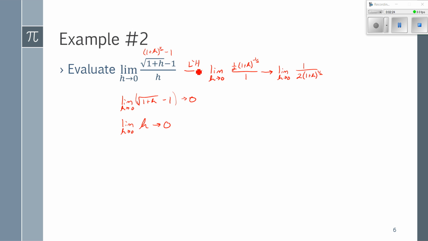So I showed it's the indeterminate form 0 over 0. I indicated I'm doing L'Hopital's rule. I found an equivalent limit. I didn't evaluate the limit yet. I just simplified it to make it easier to work with for me personally. That's not a required step. And I now start over and say, okay, let's try substitution. If I plug 0 in for h, I get 1/2. And here is our answer.